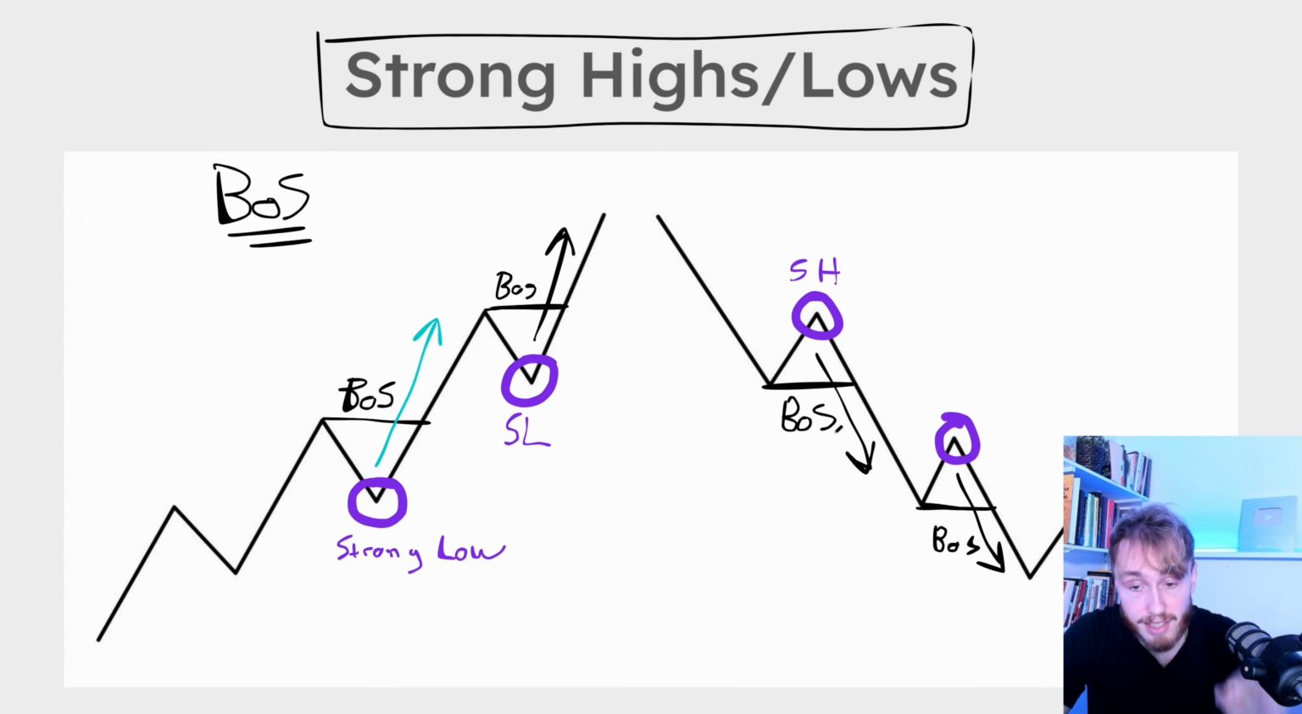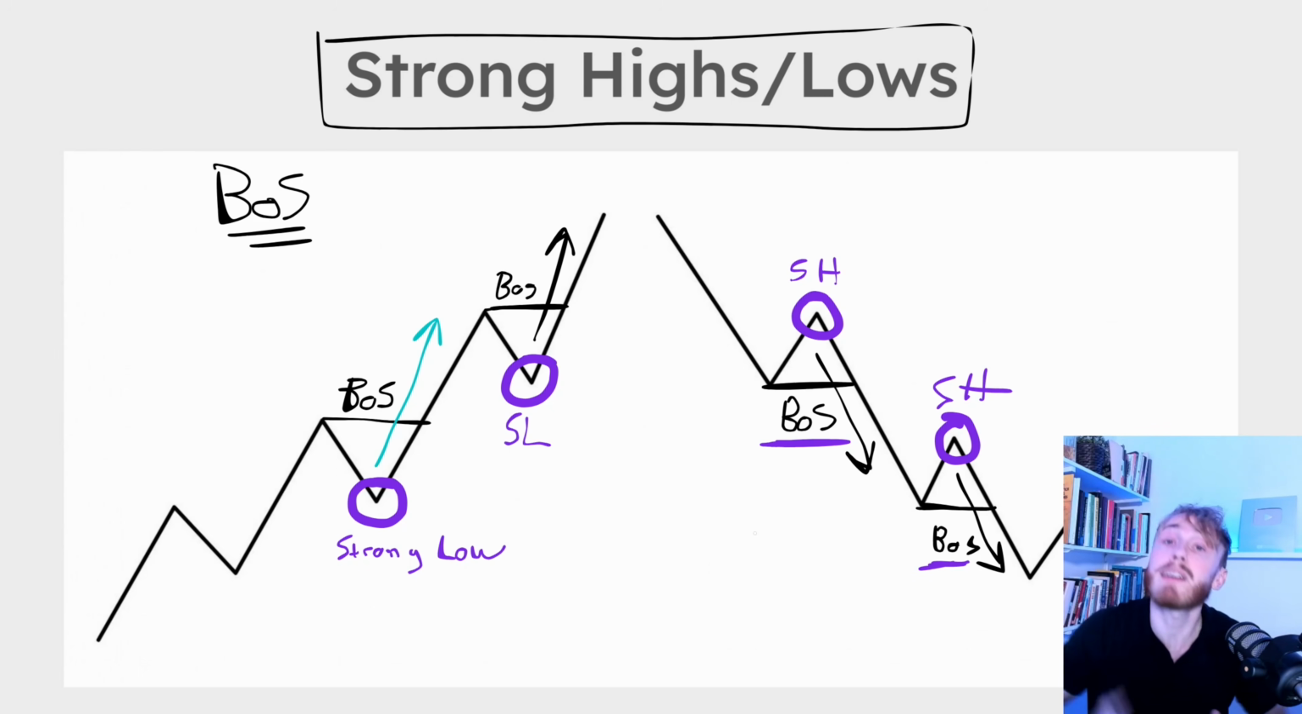This right here is a strong high. Why? Because this is the high that caused the break of structure. This right here is also a strong high. Why? Because this is a high that caused the break of structure, and so on and so on. And actually, for this course, this is all you need to know. A strong low causes a break of structure to the upside. A strong high causes a break of structure to the downside.